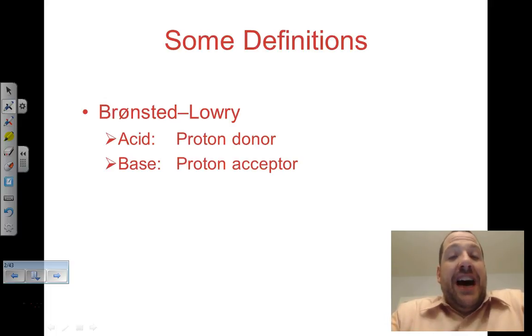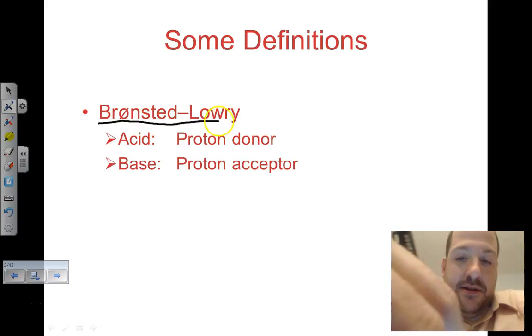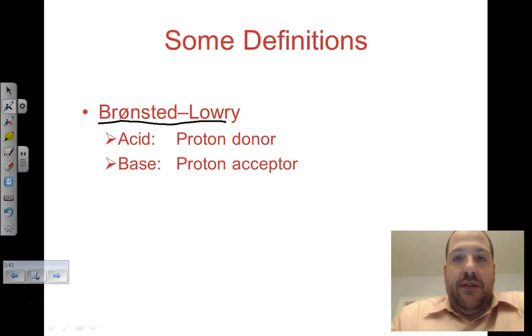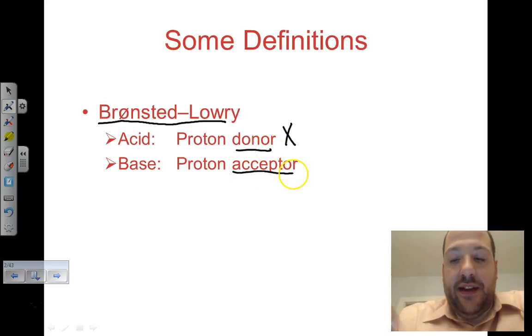We'll talk about the most common definition of an acid and a base, and that's the Bronsted-Lowry definition right here. The Bronsted-Lowry definition is that an acid is something that when it is in solution will donate a proton, and a base is something that will accept it.